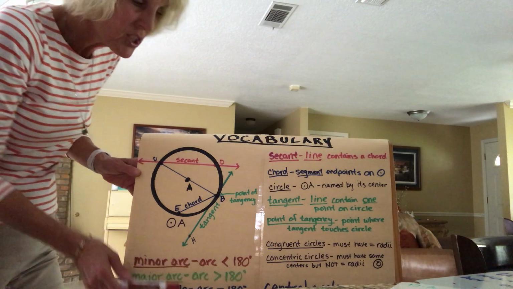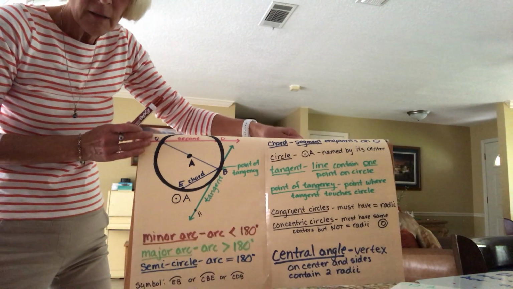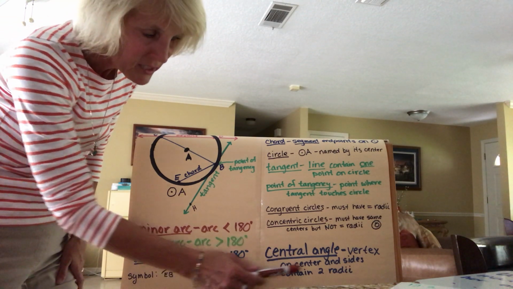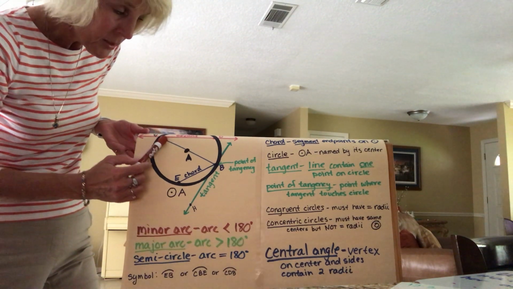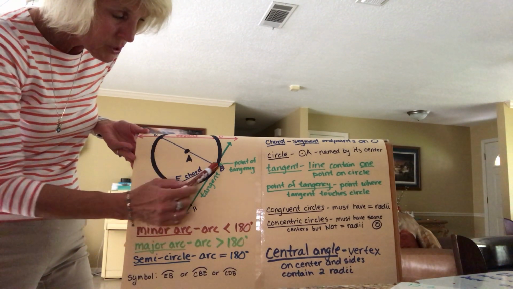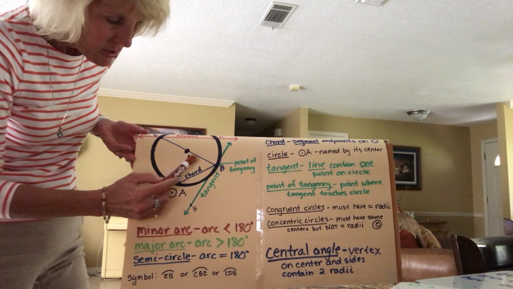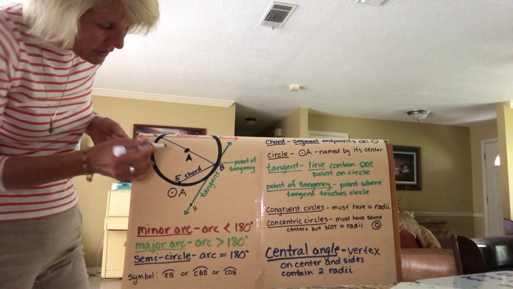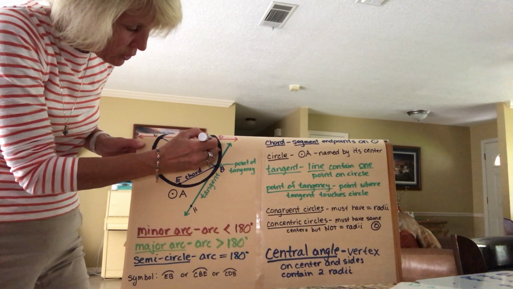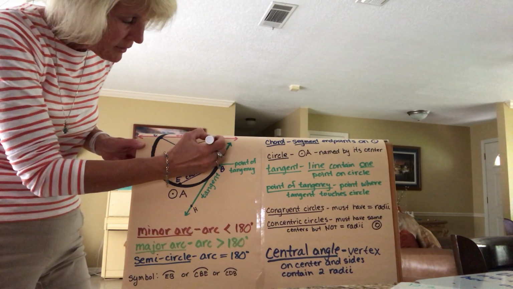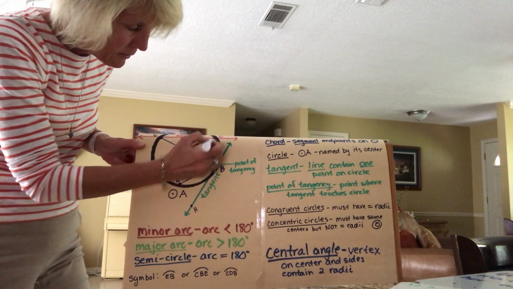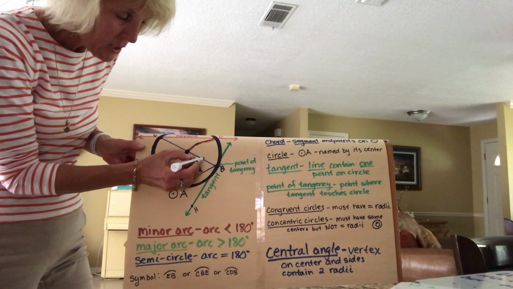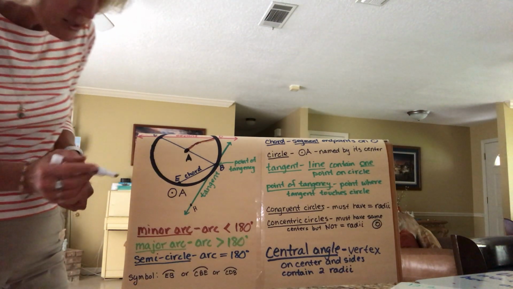And then remember our central angle: the vertex is on the center of the circle and it contains two radii. So it could be, that's a chord and that's a chord, okay? So it contains my central angle, that would not be a central angle. My central angle would have to be, let's go ahead and make one here. If I connect A to D, DAB would be my central angle, because it has its vertex at the center and then it has two radii. So that would be my central angle.